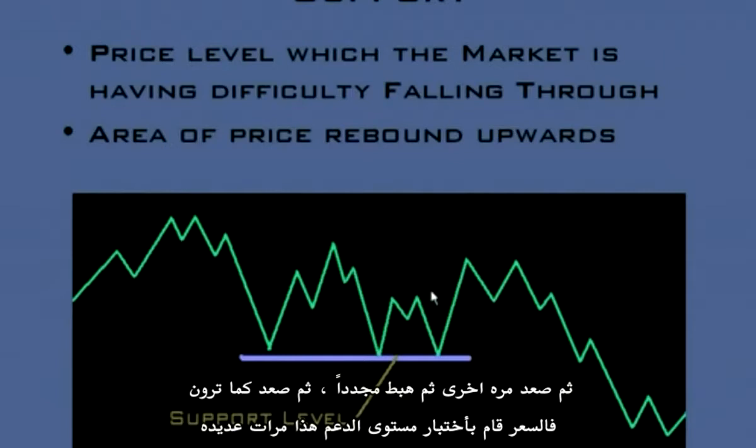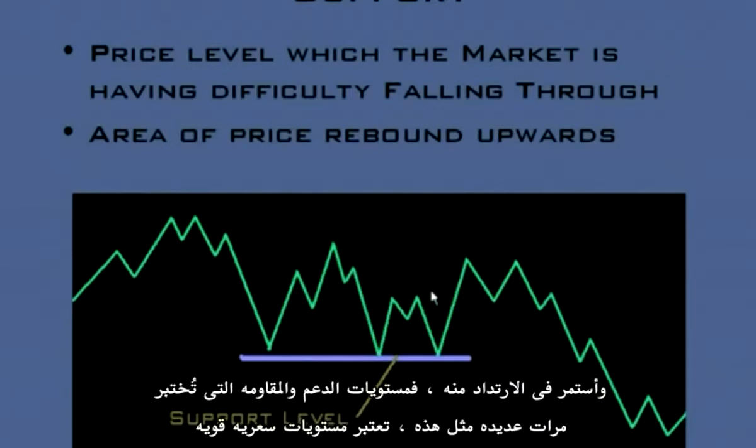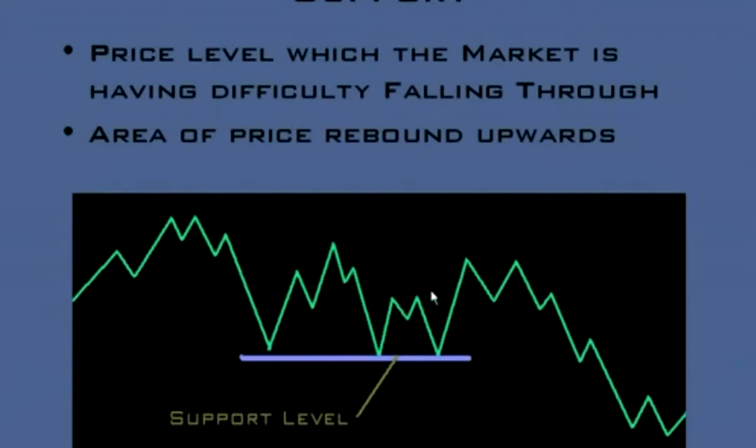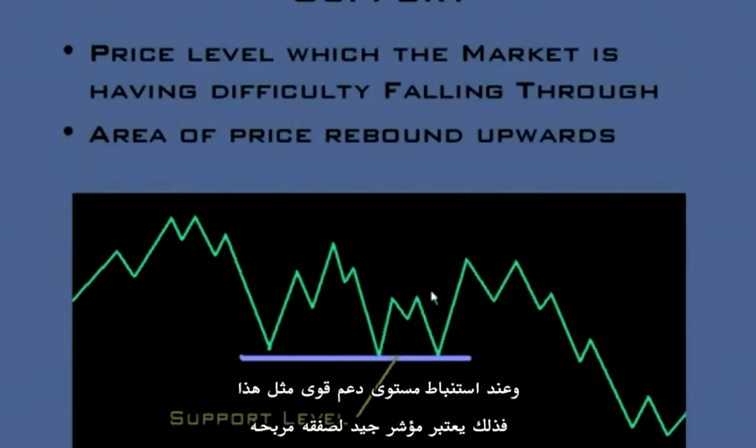So as you can see, the price tested this support area a number of times, and yet it continued to rebound off of it. A support or a resistance level that is tested a number of times like this is considered a really strong price barrier, and when you recognize a strong support level such as the one seen in this illustration, it's a good indicator for profitable trading.